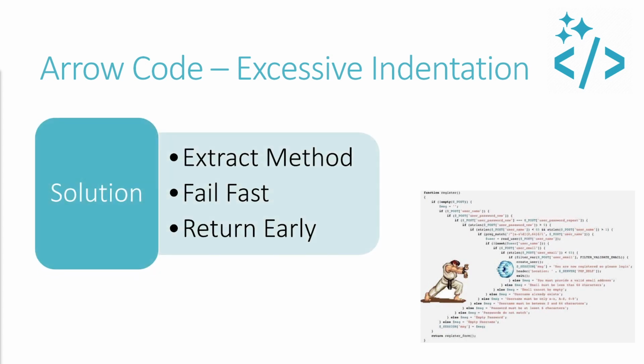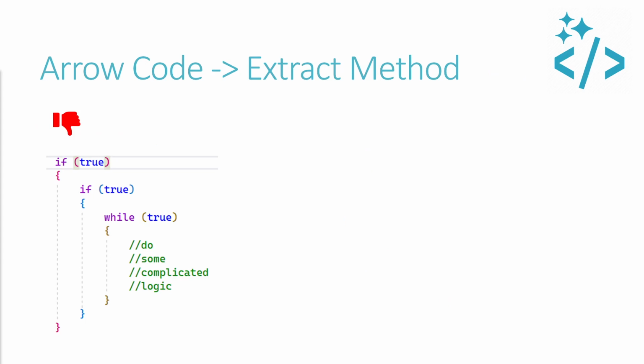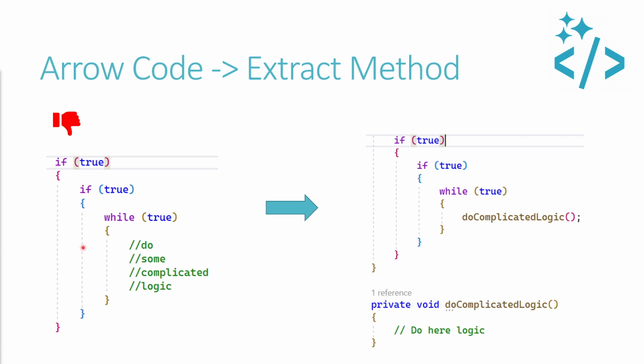One solution would be to extract a method, some of these ifs, to return earlier if some checking is not okay, or to fail fast. We have different approaches. We will see how to go on with this. The extract method works like this. We have here some nested ifs and a while. What we can do to increase the readability is to extract this complicated logic. From here we create a method, and this makes the code a bit easier to understand.